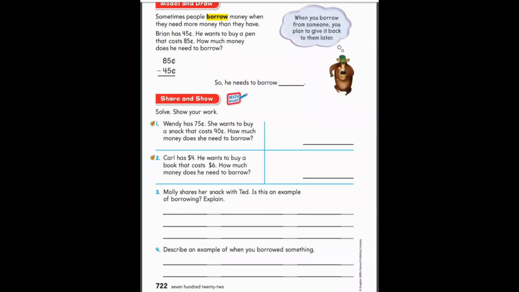Okay, continuing with this page is 722 of your Texas Go Math, Volume 2. So here it says that sometimes people borrow money when they need more money than they have. And then we have an example here. Brian has 45 cents. He wants to buy a pen that costs 85 cents. How much money does he need to borrow?